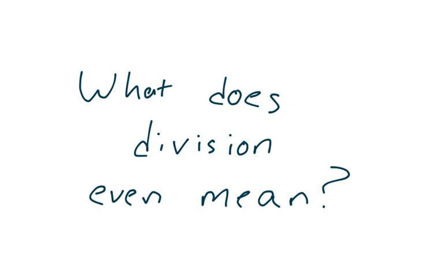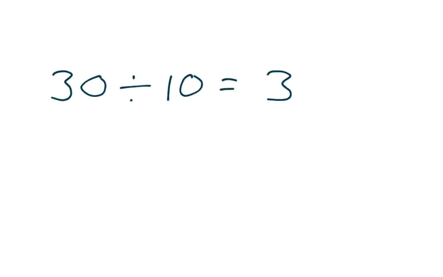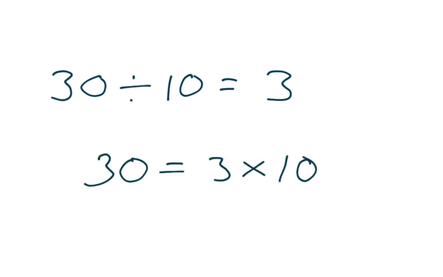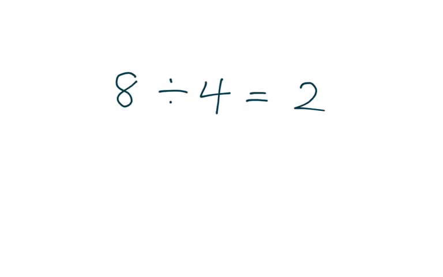To do that, we have to first answer the question, what does division even mean? So let's do an example. What does it mean for 30 divided by 10 to equal 3? It means 30 equals 3 times 10. Let's do another example. What does 8 divided by 4 equals 2 mean? It means 8 equals 2 times 4.